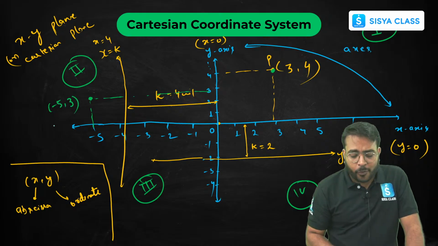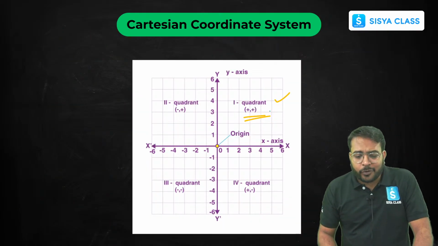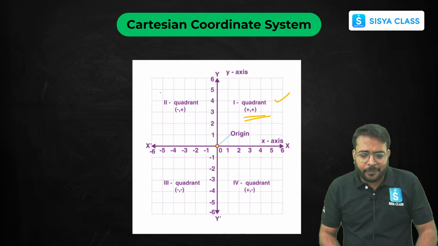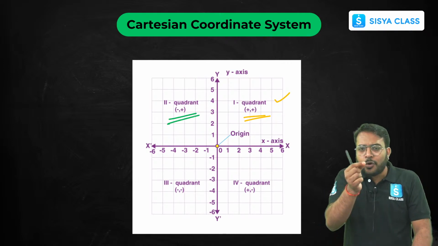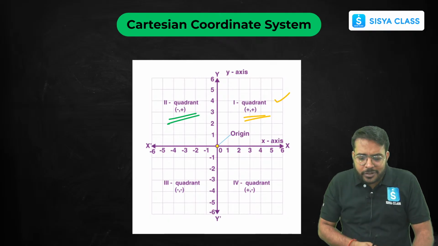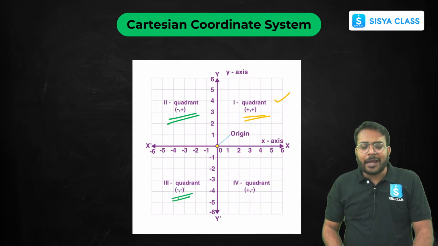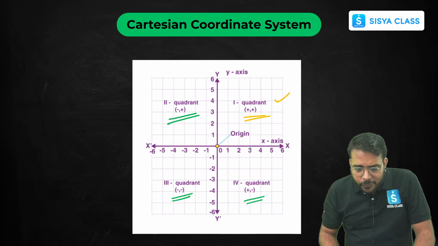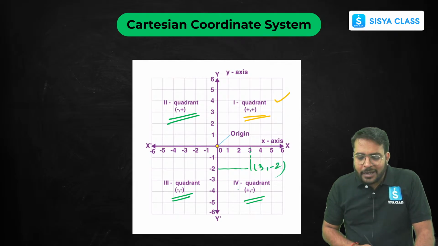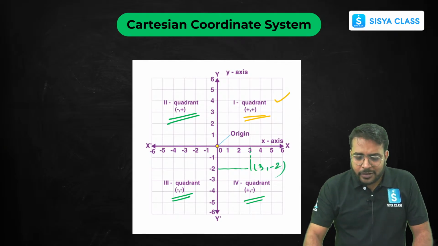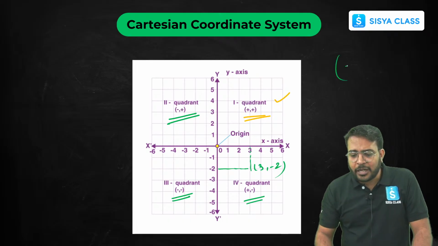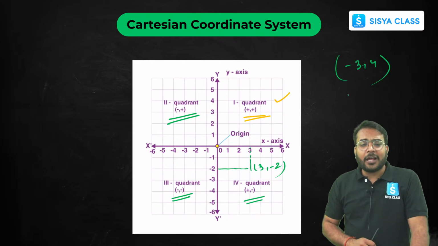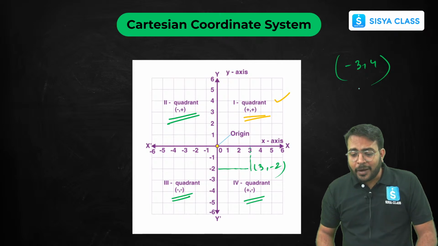So in the first quadrant both the coordinates are positive. In the second quadrant, the x coordinate is negative and the y coordinate is positive. In the third quadrant, both x and y coordinates are negative, and in the fourth quadrant, the x coordinate is positive and the y coordinate is negative. So suppose the point (-3, 4) is given and they ask in which quadrant it lies. x is minus and y is positive, so it lies in the second quadrant.